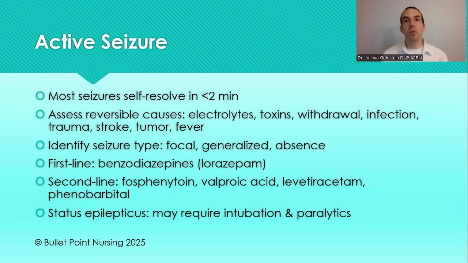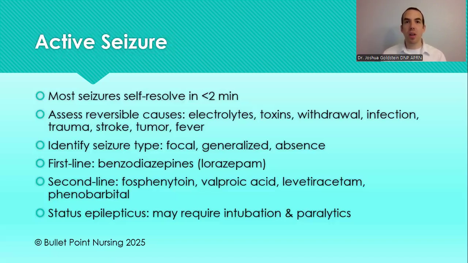That being said, if we do have a patient that we're caring for as a nurse practitioner who is having an active seizure, we are going to almost always administer a benzodiazepine. First and foremost, just like in cardiac, where we look for the H's and T's, those reversible causes of, let's say, cardiac arrest, it's going to be the same thing with seizures.